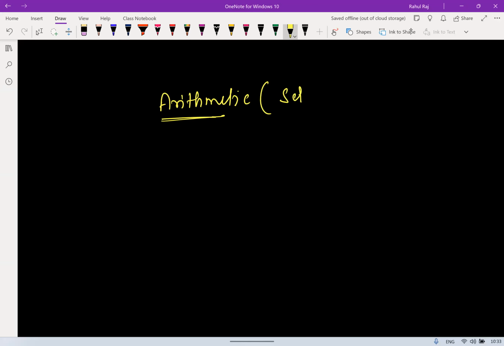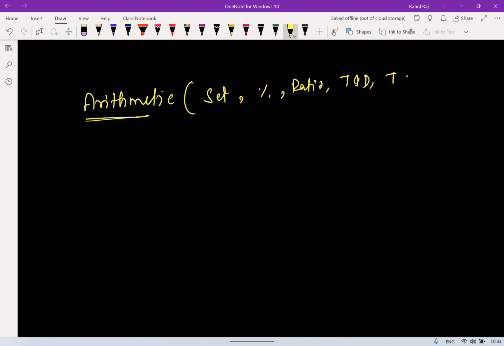Topic sets, percentage, ratio, time and distance, time and work, and interest. So arithmetic is supposed to be an easy chapter, guys, but you have to 100% ensure that you practice as much as you can.